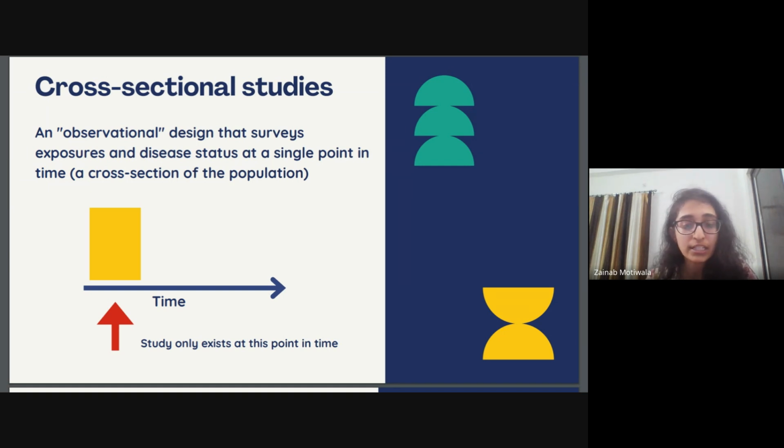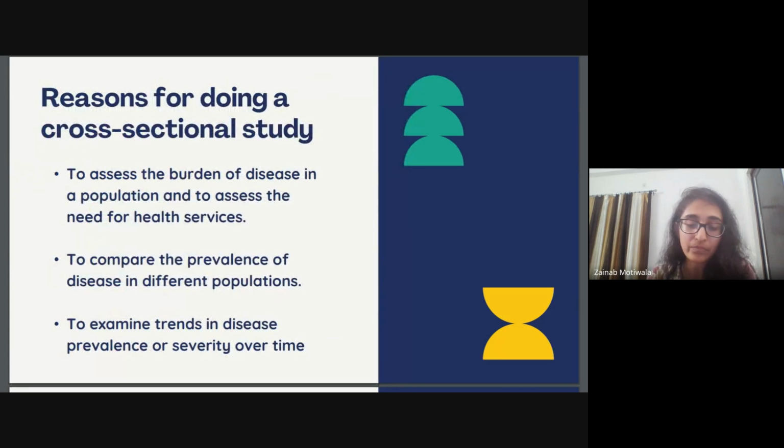So this one looks at exposure and disease at that particular point. And that's the reason it's also called a cross-section or a snapshot of the population. And now the question arises, why would we want to do such a cross-sectional study?